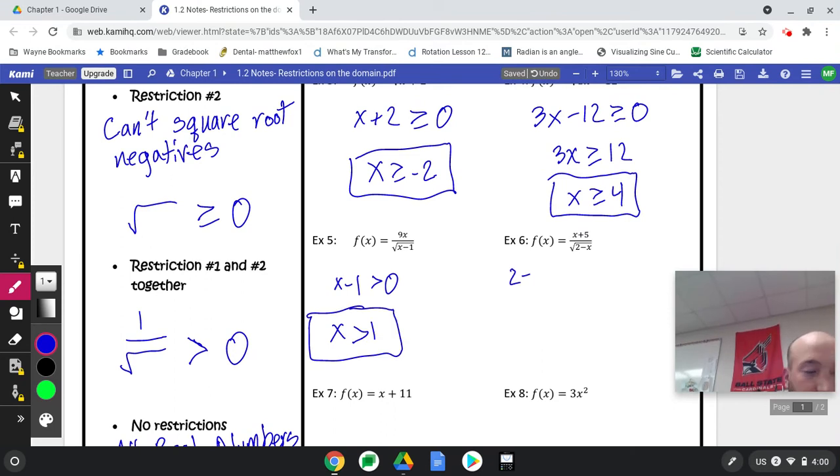Likewise, on this next one, 2 minus x is greater than 0. If we subtract 2, negative x is greater than negative 2. X, it switches when we divide by negative, is less than 2.